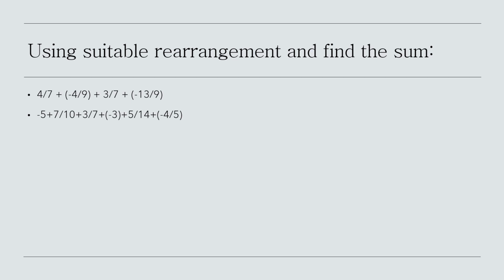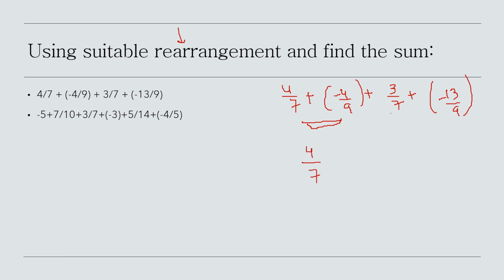Okay, now the question is saying use suitable rearrangement and find the sum. First up, 4 by 7 plus minus 4 by 9 plus 3 by 7 plus minus 13 by 9. You know what I can do to simplify it? If I take the LCM here, 9 7s are 63. That can be done. But if the question is insisting on a suitable rearrangement, let's take like denominators together. It is 7 in the denominator. So let's bring up 3 by 7 here. Then minus 4 by 9 plus minus 13 by 9 because they both have 9 in the denominator.